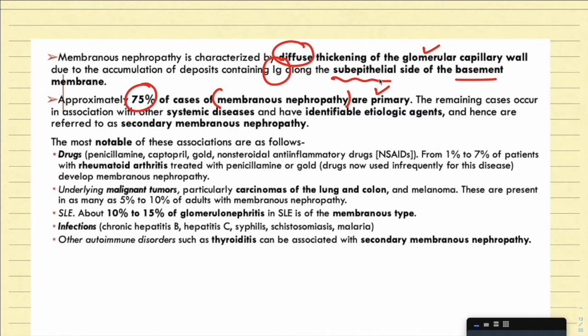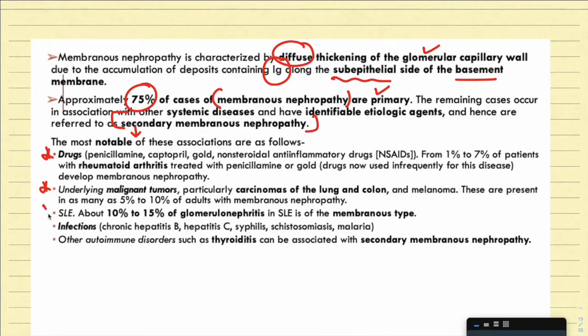Whereas the remaining 25% of cases of membranous nephropathy can occur secondary to some kind of systemic disease, and they have an identifiable cause, and hence they are also referred to as secondary membranous nephropathy. The most notable associations of secondary membranous nephropathy, where an etiology is present, are certain kinds of drugs. Then there might be underlying malignant tumors, for example carcinomas of lung and colon.